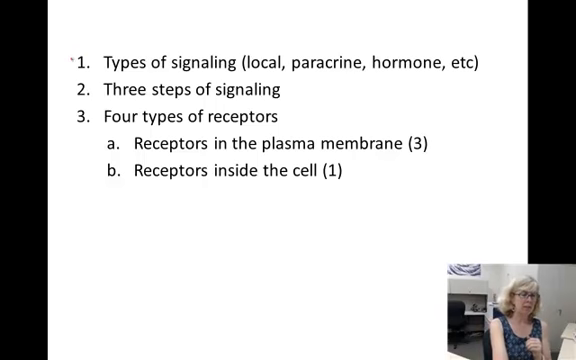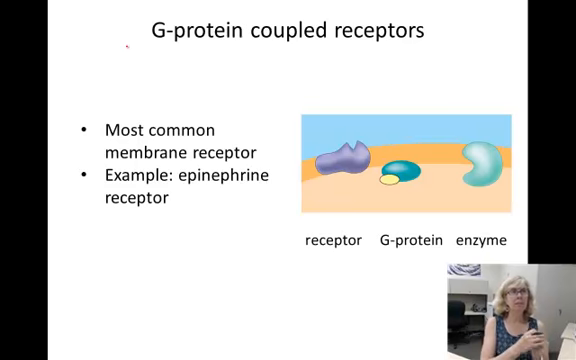So we've looked at 3 different types of signaling, and we've looked at the 3 steps involved in signaling. Lastly, we'll look at the receptor molecules themselves and see how they behave in the cell. 3 of these systems are in the plasma membrane, and 1 of them is inside the cell. G-protein coupled receptors are the most common type of membrane receptor. Many different cell signaling systems use them, each one with a slightly different receptor.